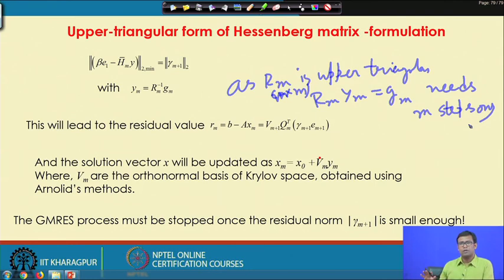So, if we take a large matrix and find the basis vectors of the Krylov subspace, the solution will converge when gamma m plus 1 is small enough. When gamma m plus 1 is small enough, the solution will converge, and that will need only m steps. So, it becomes a much faster method.